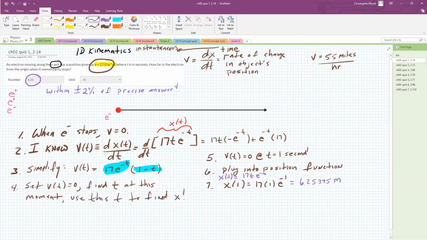And as long as that puts me within 2%, 6.25 certainly puts me within 2% of the 6.2539505 answer. So that's it. This is our first problem.